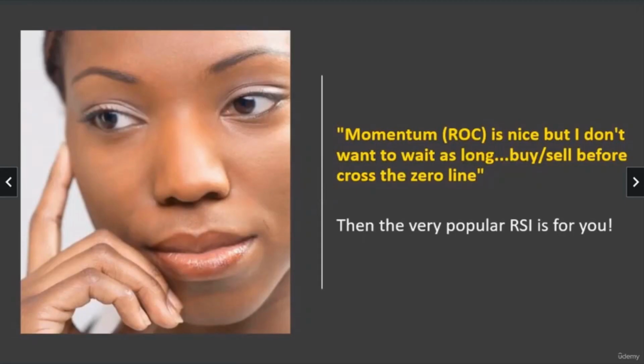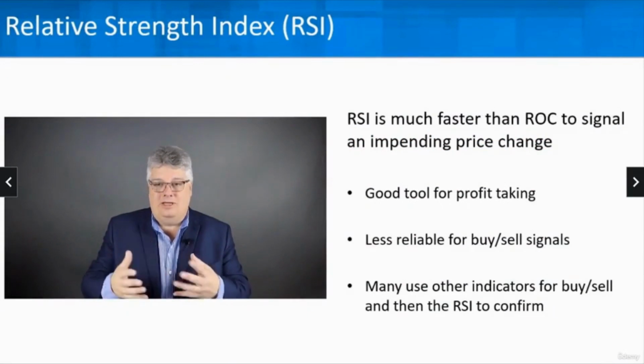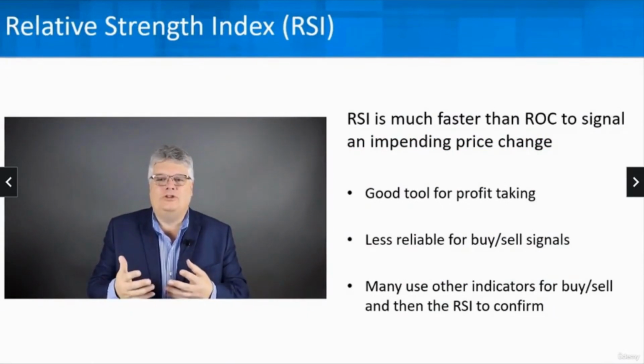All right, well, you may be saying to yourself something like, you know, Steve, momentum or rate of change is nice, but I don't want to wait as long to buy or sell before it crosses the zero line. I want to kind of get in there a little sooner. If that's true, then the very popular RSI is for you. So RSI, or Relative Strength Index, is a momentum indicator, and it's much faster than the rate of change or traditional momentum as a signal that an impending price change may be happening.